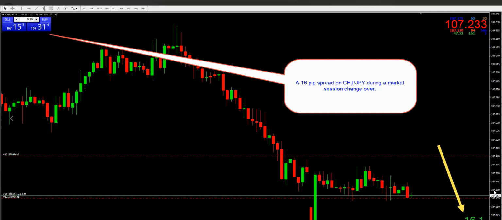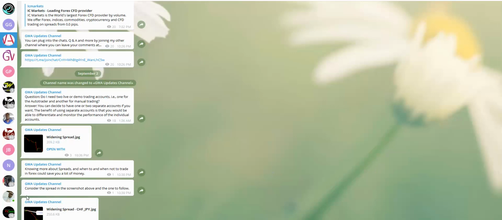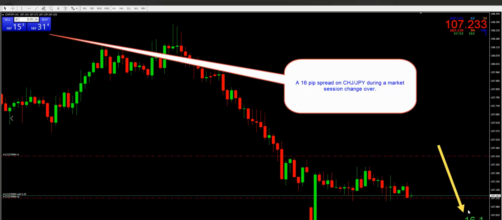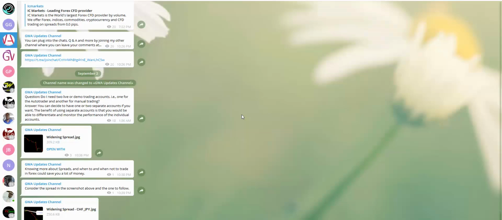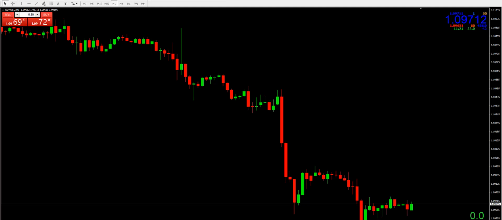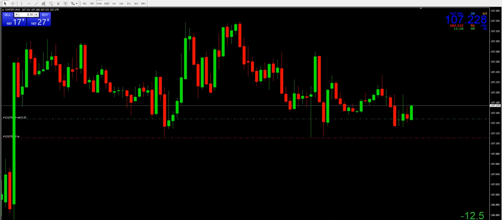Now that is huge. You can see where my arrow is pointing even at this time. Let's go back there, sorry. I don't know if you can quite see it. It says 16. It was a 16 pip spread at the beginning of the Asian session. Now, you really want to know when to trade, and one of the times not to trade is at the beginning of a market session. People will tell you the price moves brilliantly at such a time. The price moves wonderfully. But the truth is, you will have a whole lot of pips to make up for before you even begin to get into profit.